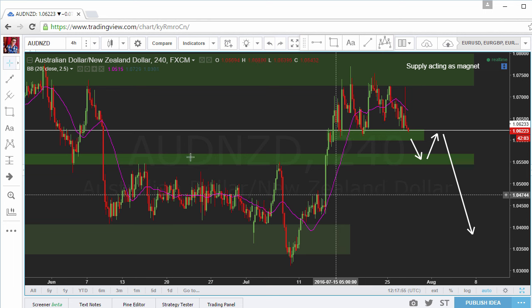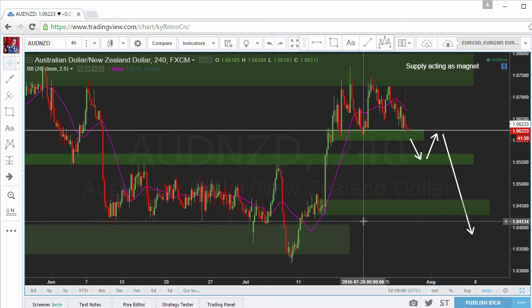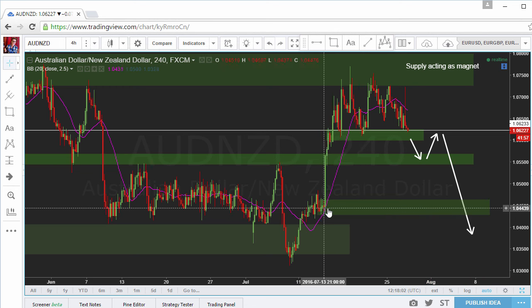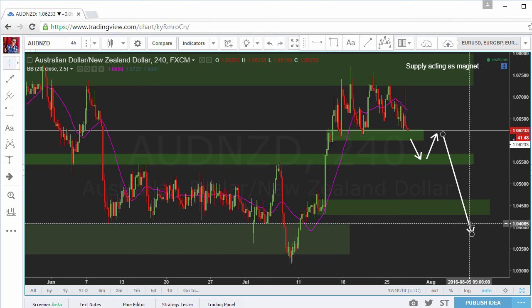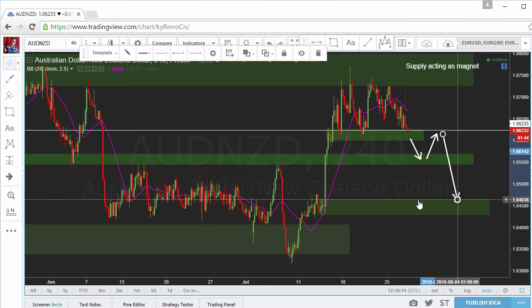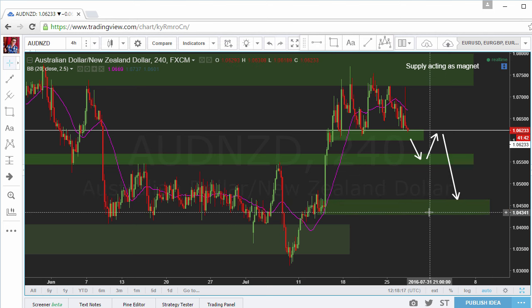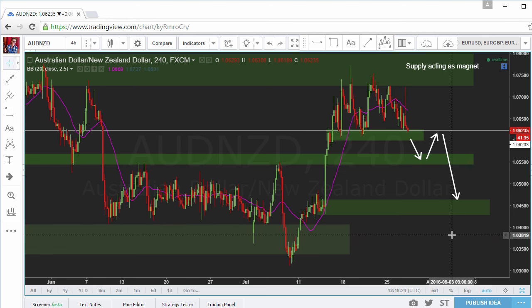To the downside, I see a very strong demand zone here in this area. You can see that around here, this is the origin of this strong rally. And so this is probably an area where there's still a lot of demand. So if you are short positioned here, you should consider taking profits, or at least partial profits on your short trade. And this is how I will approach the Aussie New Zealand dollar.